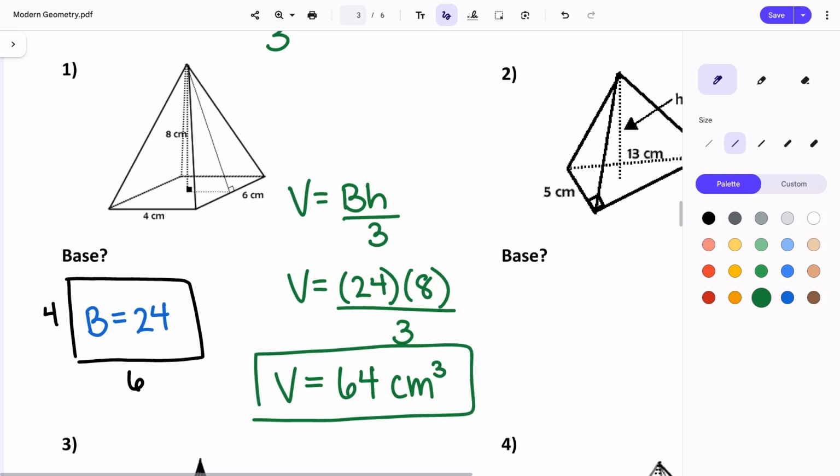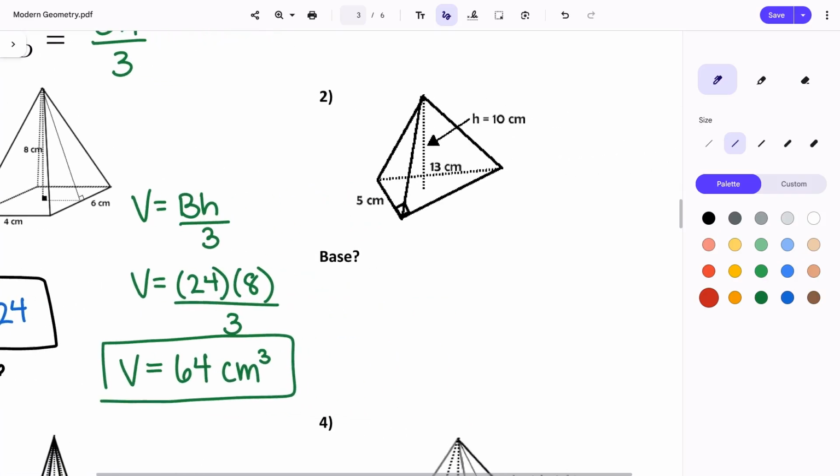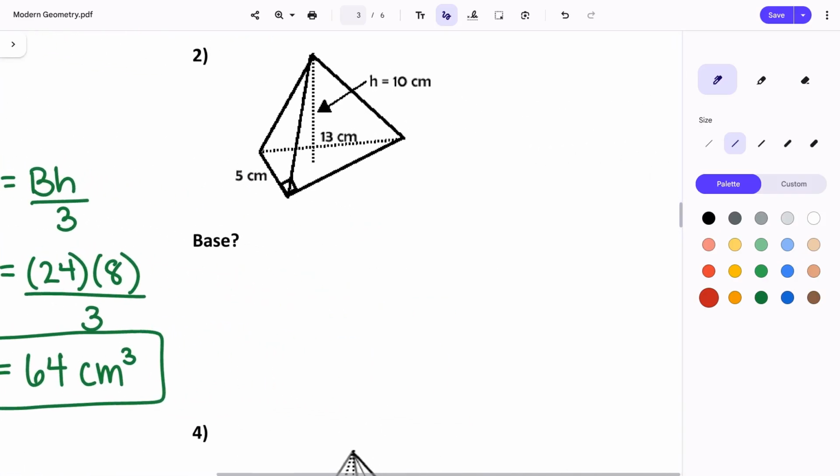Okay. Questions on that first one? Okay. So let's go on to number 2. What base shape are we working with for number 2? A triangle. Now it is this triangle here on the bottom. I'm just going to go over it in red. That is a right triangle. So I'm going to pull that out down here.